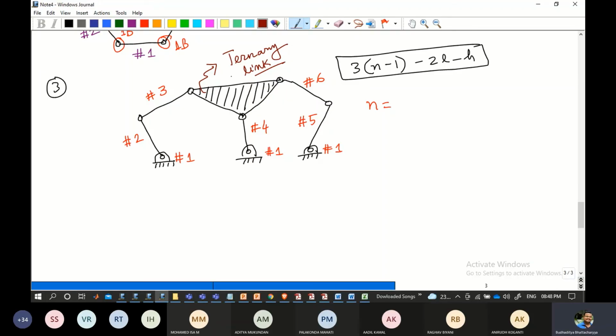That means we would consider this as #7 only, not this, not this, not this. All together this triangular shaded region is one link. Am I understandable to everyone? This is called a ternary link. Ternary link means that first of all, this is the identification of a ternary link, and a ternary link is all together considered as one link.